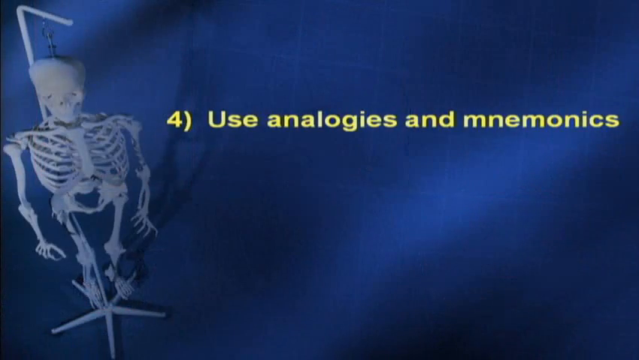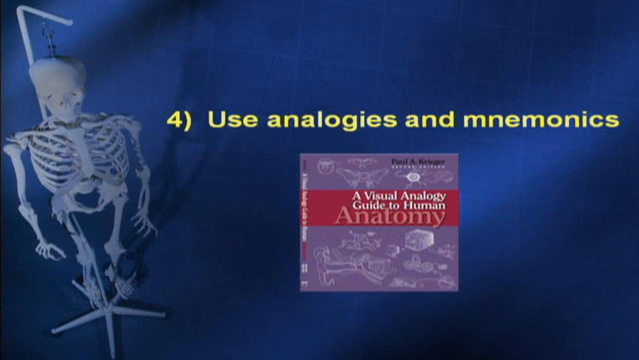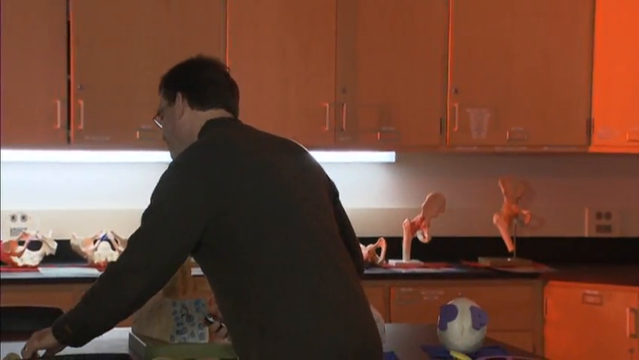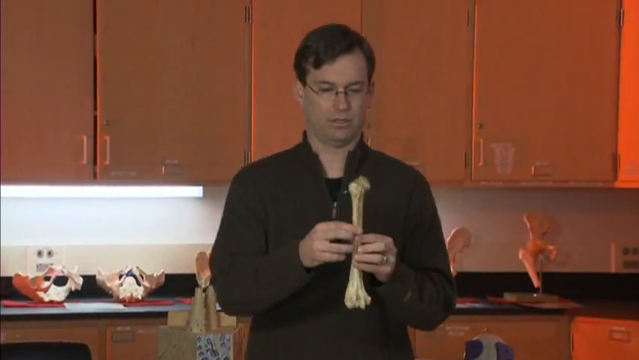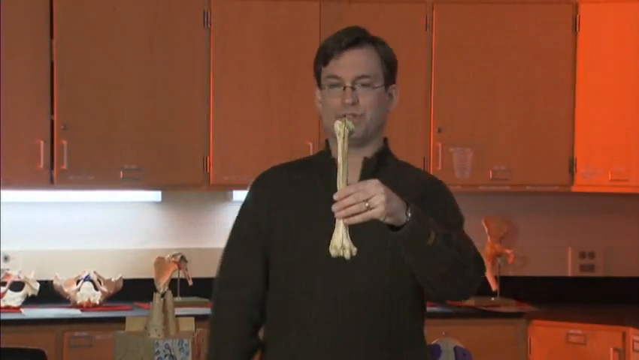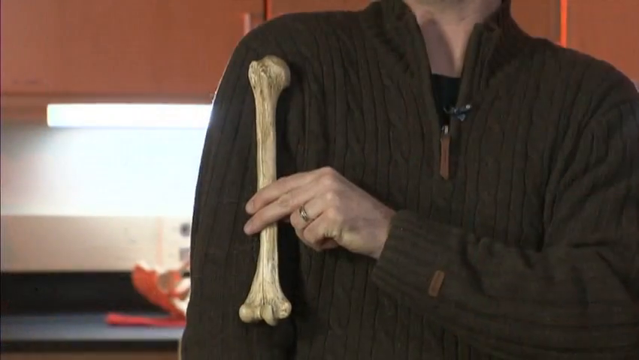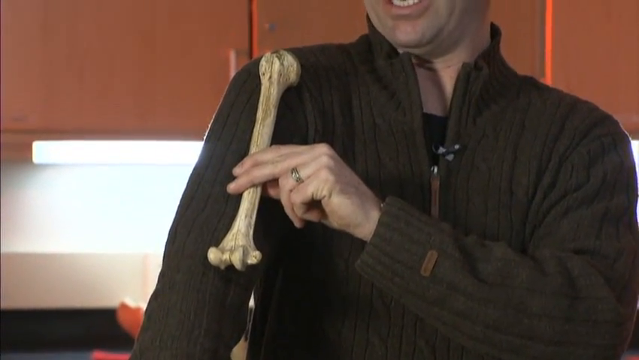Fourth point is to use analogies and mnemonics as appropriate. And what I've done is taken some examples from my book called A Visual Analogy Guide to Human Anatomy, and I've shown you some of the same ones that I'd be demonstrating in a regular lab. So let's take a look at some of these analogies that we would typically see. The first one that I have over here is an example of a humerus. So this humerus would be located in this region of the body, in the arm, such as this.